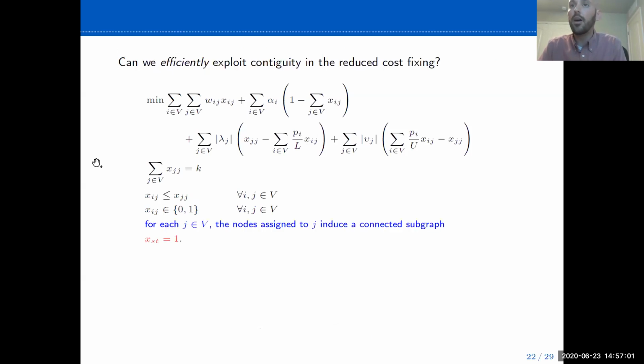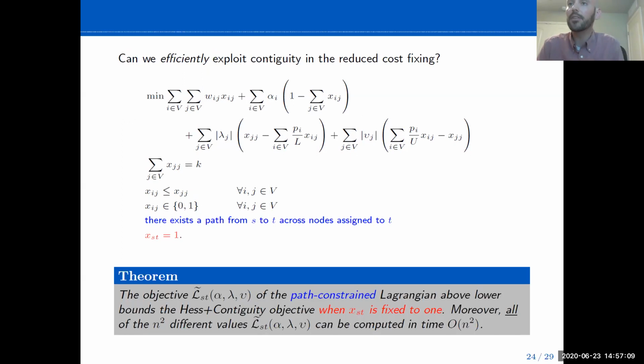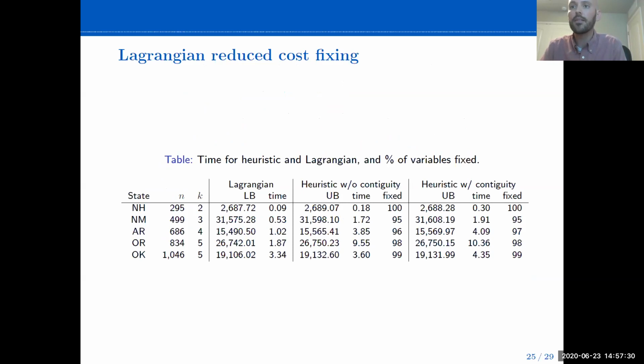We can also exploit contiguity, but I definitely don't have time to talk about this. I'll refer you to the paper for the details, but it allows us to fix even more variables to 0 when we exploit that contiguity information. In some cases, the number of fixings goes from something like 17% of the variables to 0 to 40% of the variables to 0. So this really is helping us. Okay, so you can see here the Lagrangian is pretty quick. Our heuristic is pretty quick, just a few seconds. And in the end, we're able to fix 90 to 100% of the variables to 0.